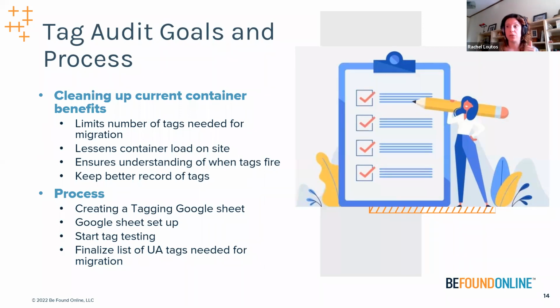One is just going to be creating one of those 3 spreadsheets that I talked about. We're going to call that the tagging Google sheet, the current tagging sheet. We're going to set up that sheet. We're going to then start testing the tags, and we're going to end up with a finalized list of the UA tags that we need for migration.